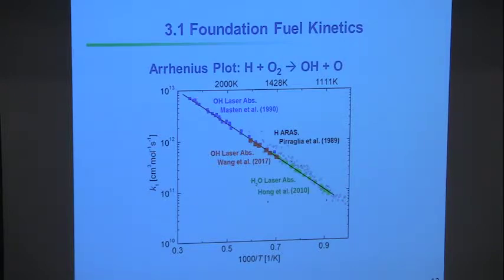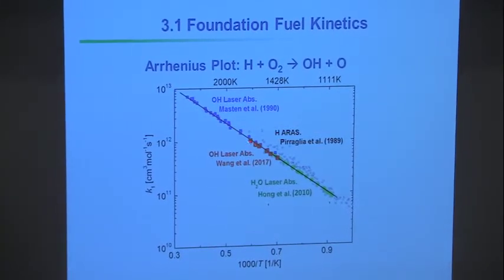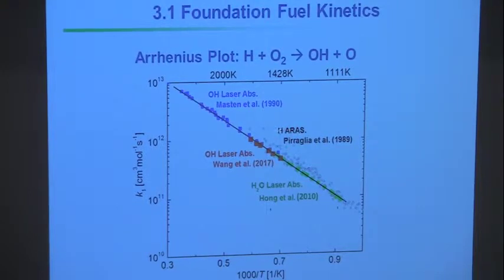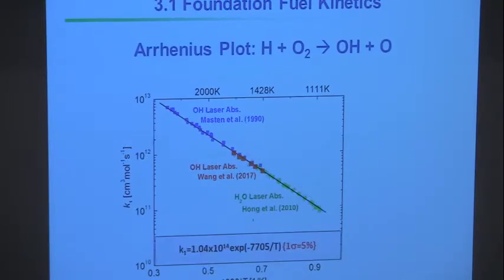My first student did this using OH laser absorption back around 1990. This is an Arrhenius plot, a semilog plot of K versus 1 over T. We did this in blue, and then the student came along in 2010 and we did the green, and then we came along with another method here and got the red. The good news is all 3 of these studies line up really well, and they have much less scatter than the alternative method called H-ERIS. We're feeling pretty good about this. It's probably determined to maybe 5, 7, 10%. That's about as good as it ever gets.